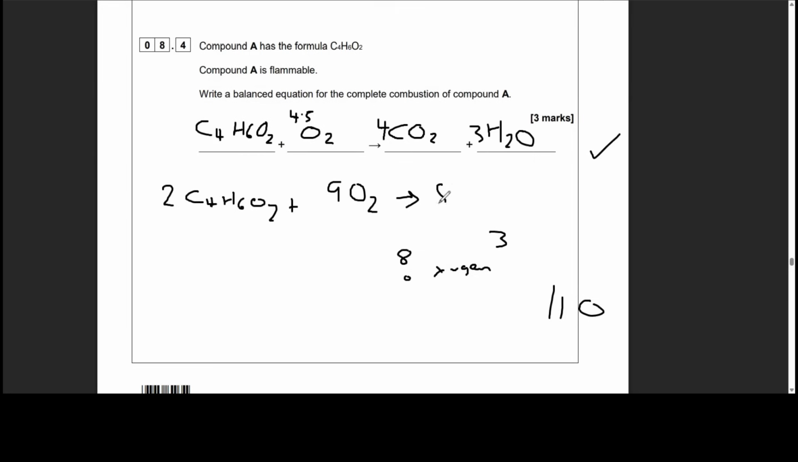9O2, and that goes to 8CO2 plus 6H2O. I don't like doing that because you've got to multiply all of this and you've got to times everything, double it all, and I don't like that. I like to just use halves. But there we go. Either one of them is going to get you all 3 marks. All right, let's move on.